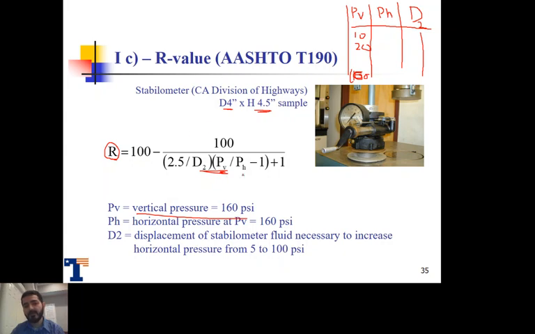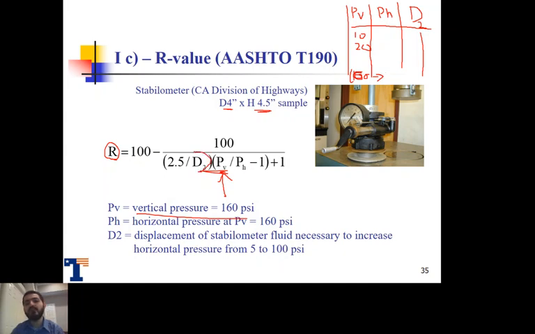So the PV in this equation has to be 160. We run the test until we reach 160, so the PV here is known. pH is the horizontal pressure at a PV of 160. So we keep applying the pressure until we reach a vertical pressure equal to 160, and the corresponding horizontal pressure is the pH that we're going to plug into this equation.